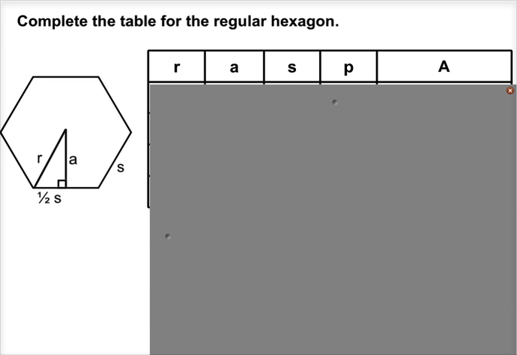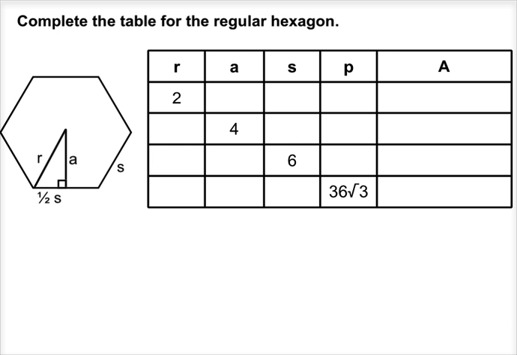Completing the table for a regular hexagon. All right, let's see what's going to happen for the hexagon. If I look in here, I notice that a hexagon has 6 sides. So how big are the angles? Well, I know a complete circle is 360 degrees. So if I take 360 degrees and I divide it by 6, I get 60.